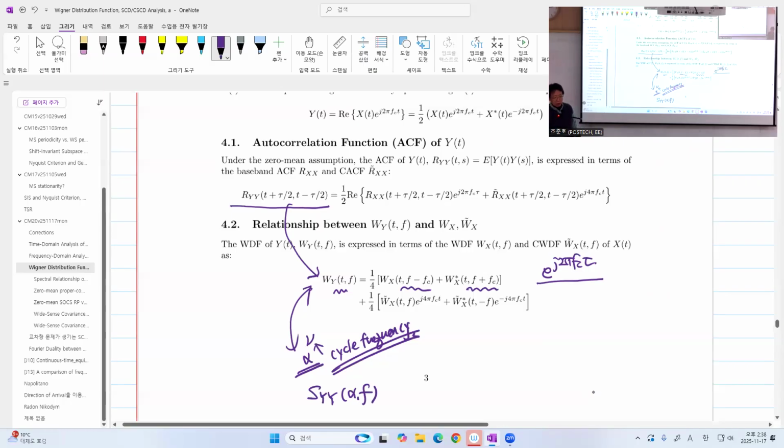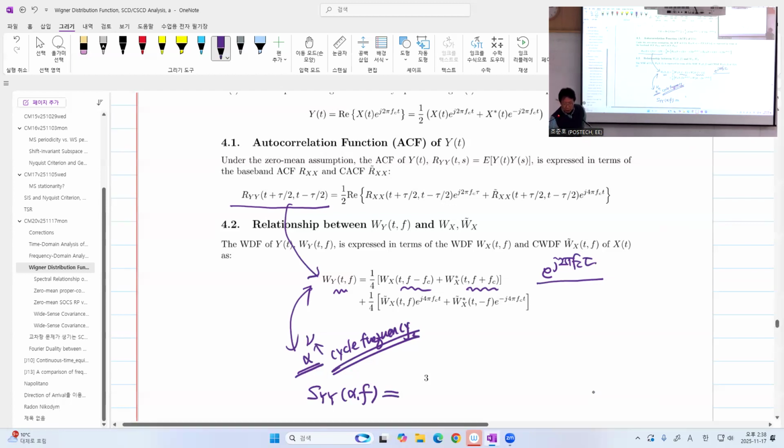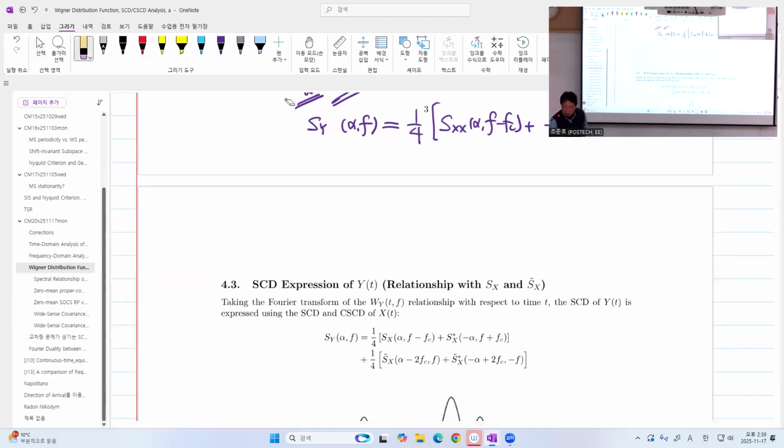we call it capital S sub yy, because we are going to find the relation between this term with the power spectrum of y. Now, if we define this way, what do we have? Anybody? So this is now Fourier transformed. So you have S xx alpha f minus fc and blah, blah, blah. So that is written here. Got it?